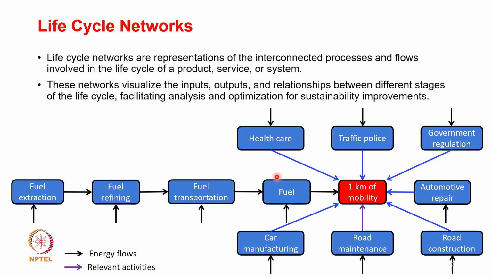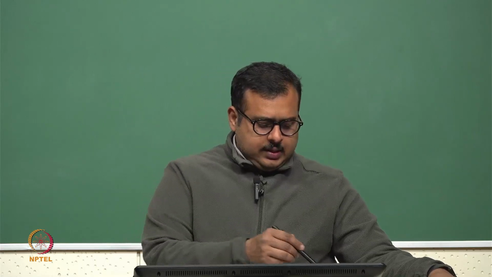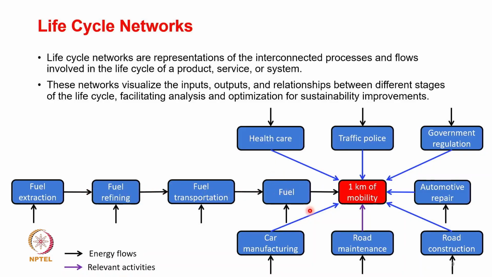A standalone design, essentially, so these are the energy flows, and these are the other related activities. A standalone process will only look at mobility, but if you wanted to make this mobility sustainable, eventually you may have to look at this entire gamut, which itself may not be complete. So how to represent such networks?